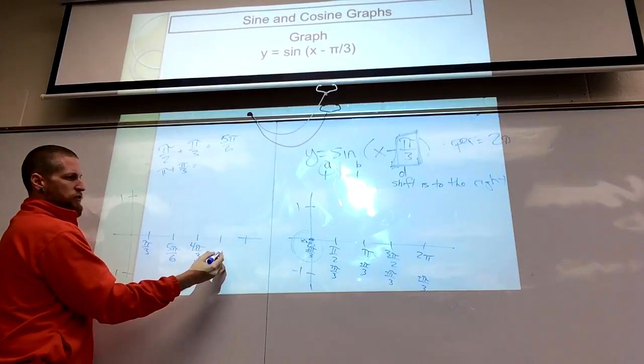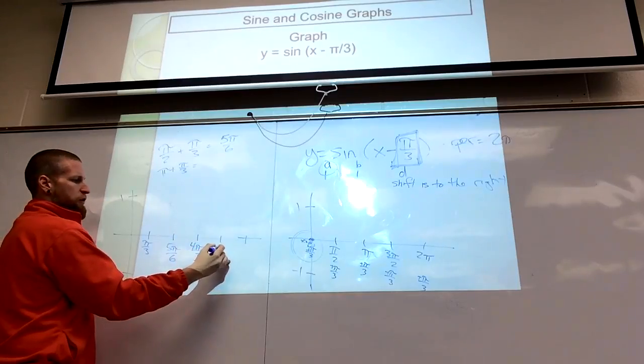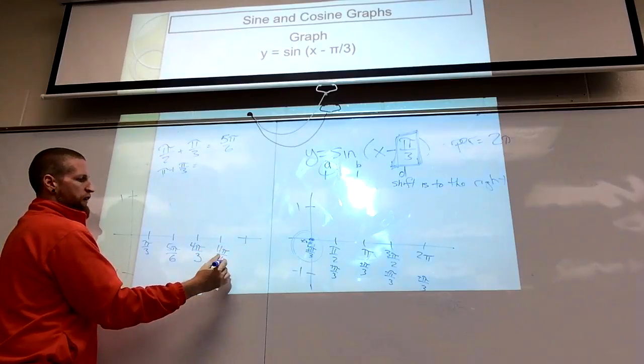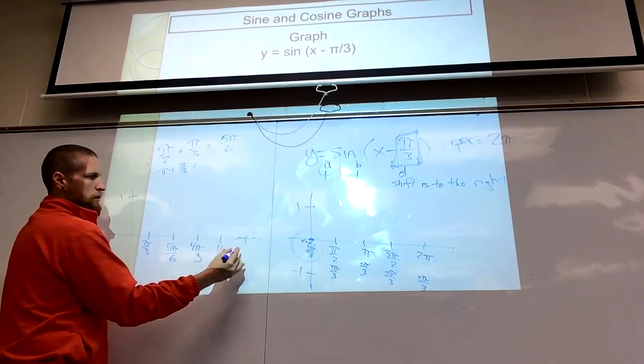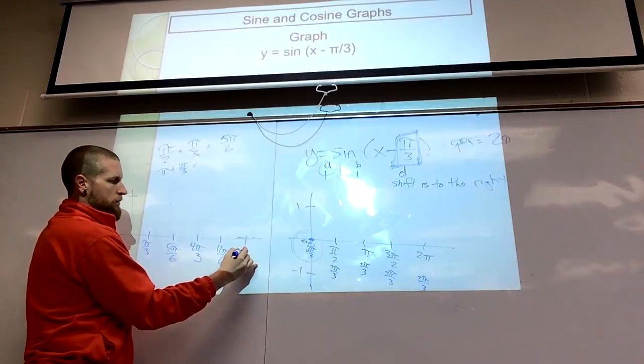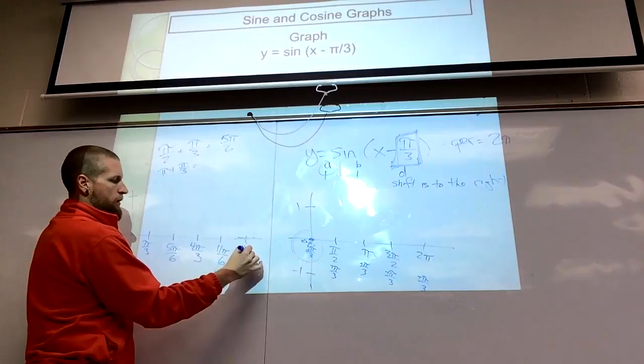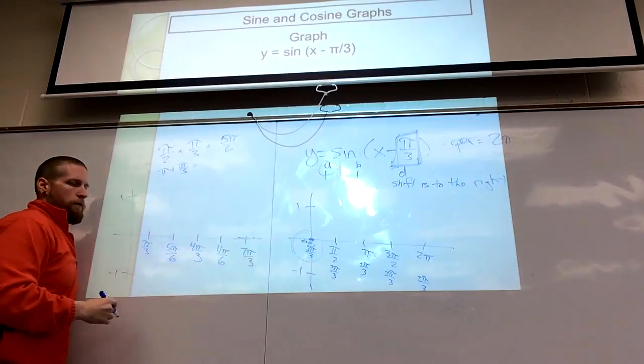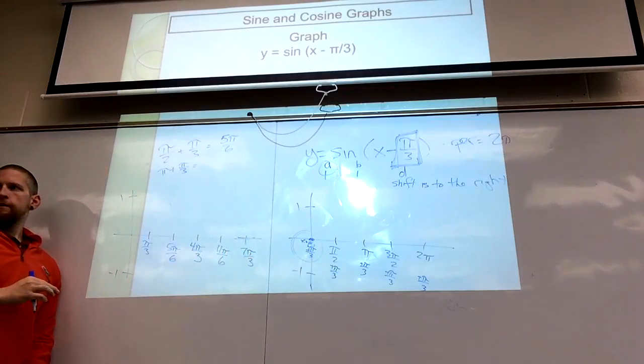Then I would move to the next one. So 3 pi over 2 plus pi over 3 is 11 pi over 6. And then finally, what is 2 pi plus pi over 3? 7 pi over 3.